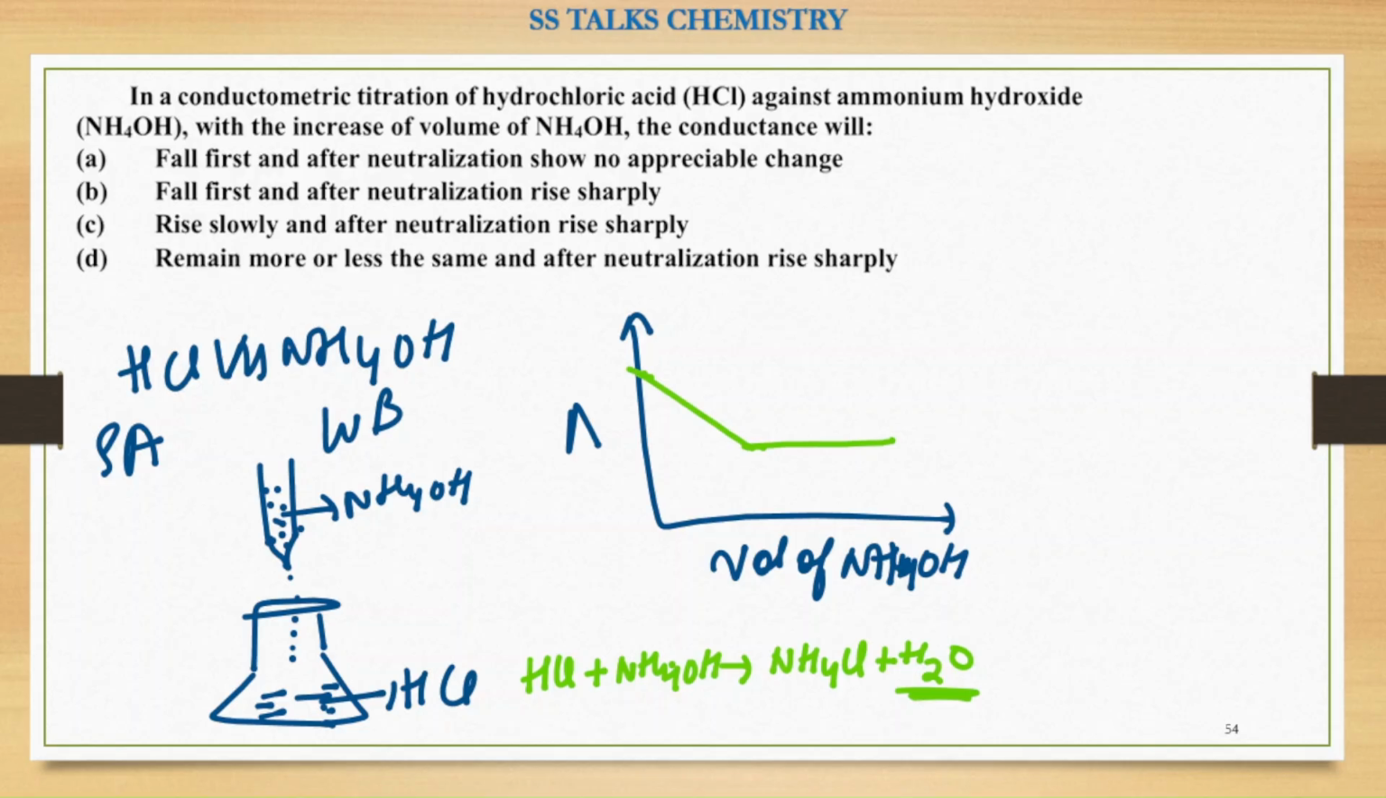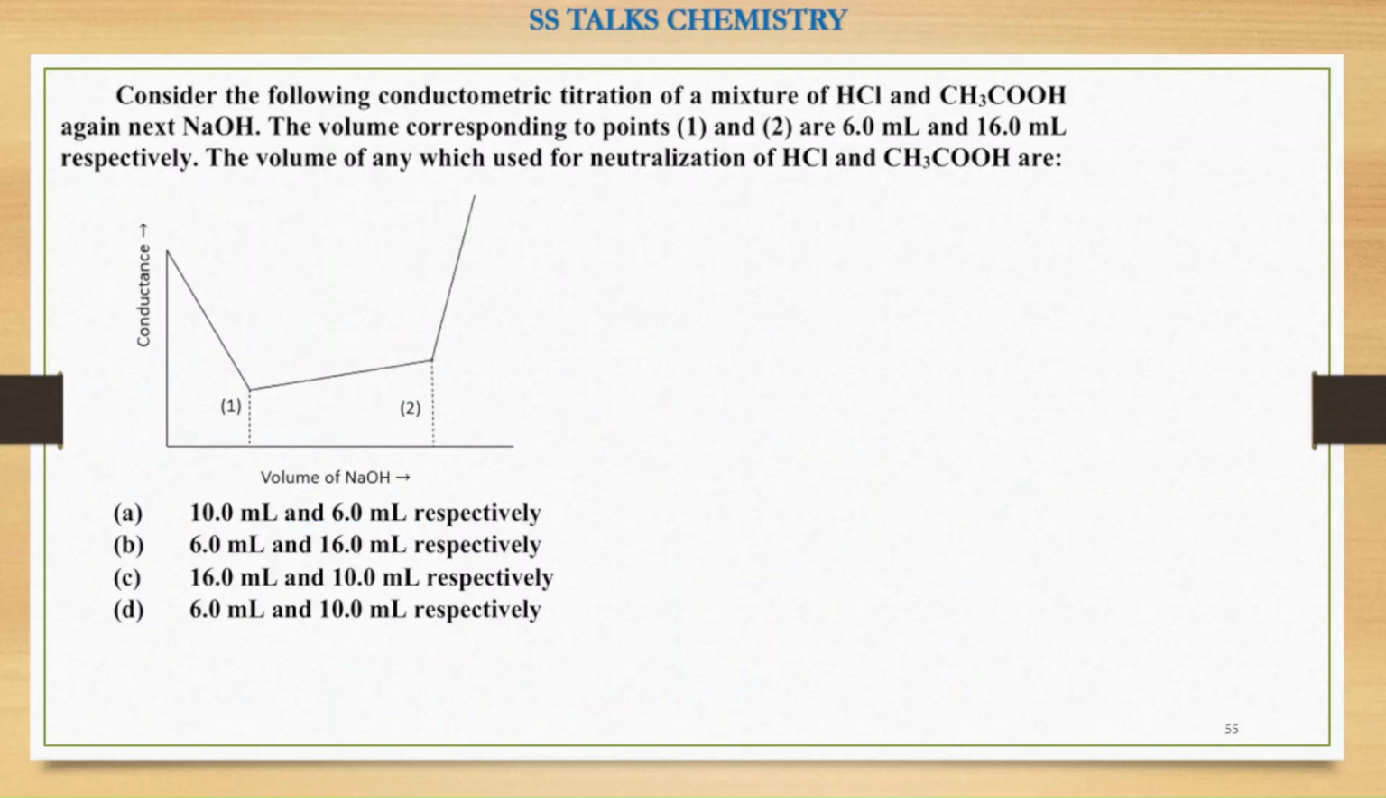Alright, at this point where both of them have become equal, you can call it your end point, or you can say it is your equivalence point. This type of curve you will be observing. So here there is a first fall and after the neutralization there is no appreciable change, that is option A. Okay.